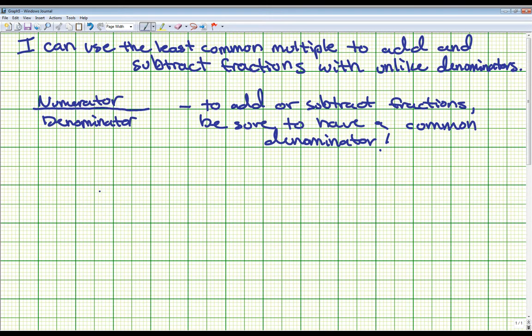So on page 42, if we take a look at the top, it says recall that you can add and subtract fractions with unlike denominators by writing equivalent fractions with a common denominator. So we have to change the fractions just a little bit in order to add or subtract them. So for example 1, we'll go ahead and switch colors here.